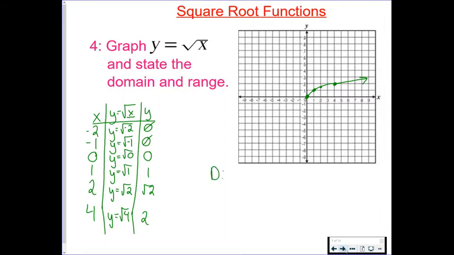Domain of a square root function, how far left to how far right. The leftmost point is 0, and it goes off to the right. The range, how far low, it starts at 0, and it keeps going up to positive infinity. Right? So that's our domain, and that's our range of a square root function.